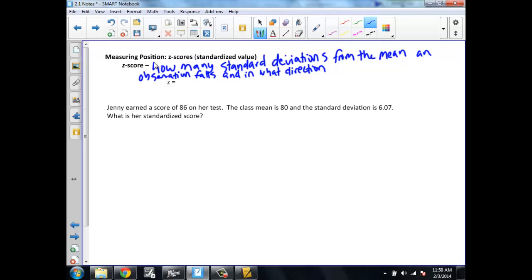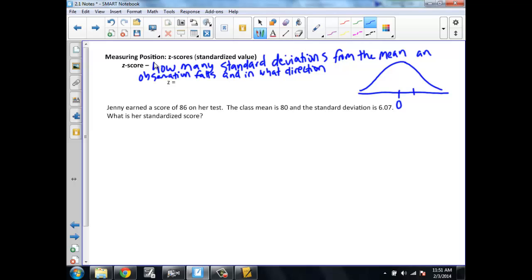They do not give you this until lesson 2.2, but I want to show you this because I think this kind of helps give you a little bit better visual of what's happening here. This is called our standard curve or standard normal curve. If you have the class average on your test, you're going to be right in the middle, and this is where we have what's called a z-score of 0. You are the average, you are not any deviation from the mean.